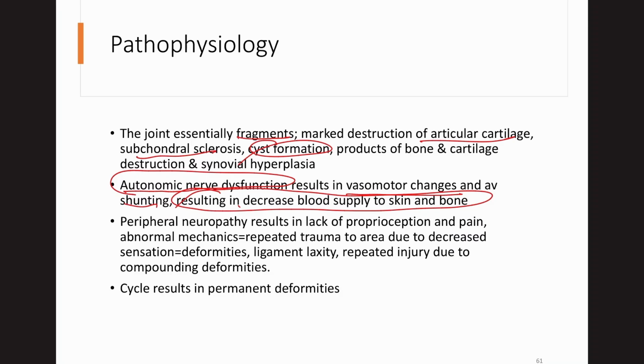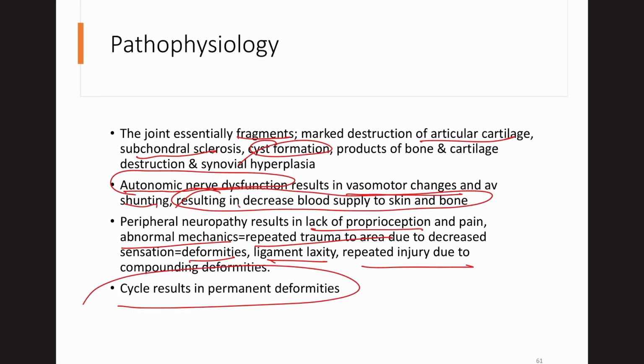So peripheral neuropathy, lack of proprioception and pain, leading to abnormal mechanics, repeated trauma to the area, causing deformities, ligament laxity, repeated injury, and the cycle will repeat until you get permanent deformities.